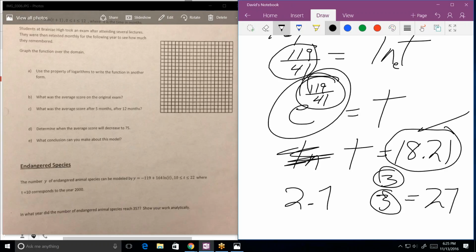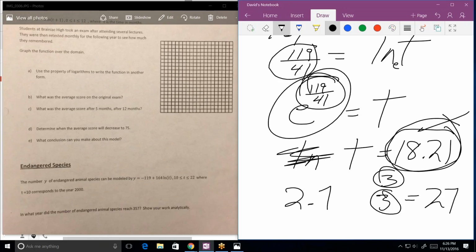So after 18.21 years is when they will have the endangered animal species be at 357. Okay. Now, we got to go back, and they said that t equals 10 corresponds to the year 2000. So t equals 18.21 corresponds to what year?